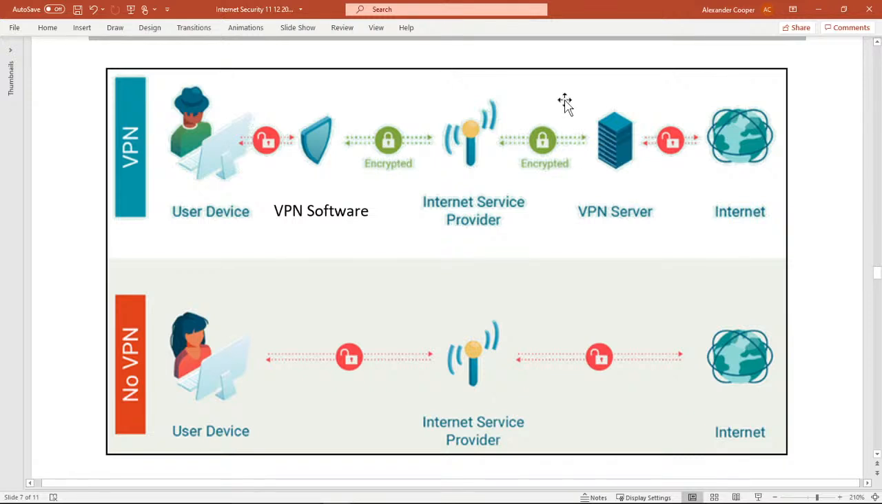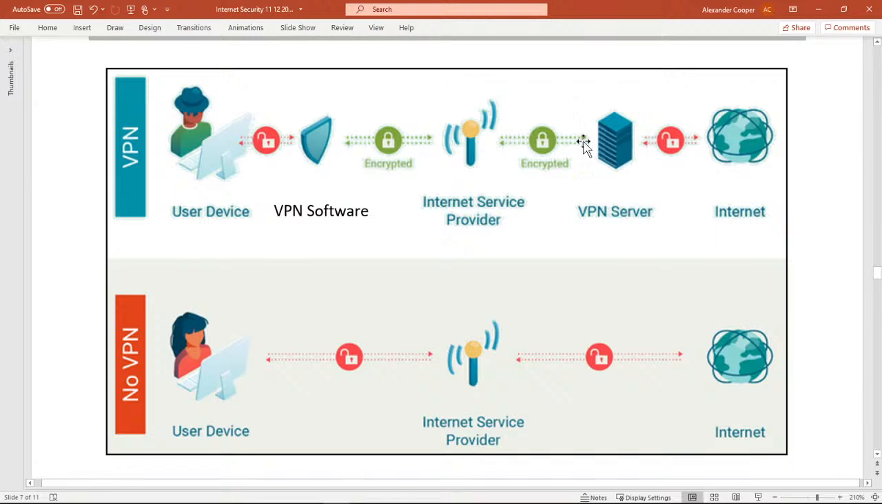So a lot of the business travelers, like I said, will already have the VPN software on there just for security reasons, so every single website the person goes to is encrypted and there can't be anybody grabbing information at a coffee shop or anything like that.